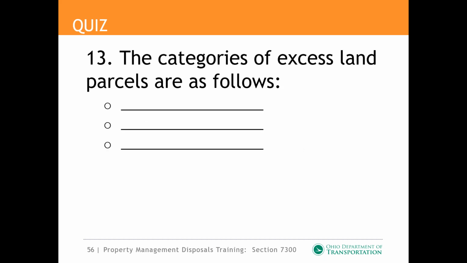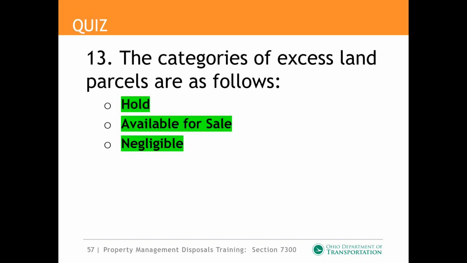Okay, what are the categories of excess land parcels? Don't have to type all three. You can just submit one. All right, hold, sell, negligible. Yep. Good. Hold, available for sale, and negligible. Those are the three classifications that we have in our state.